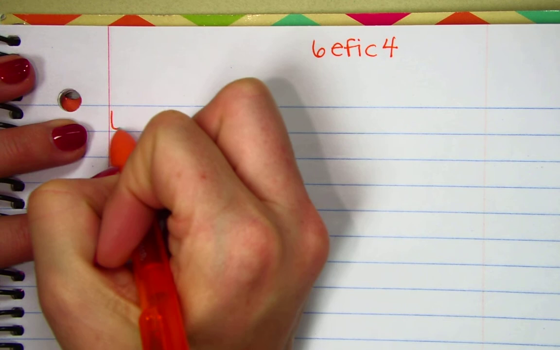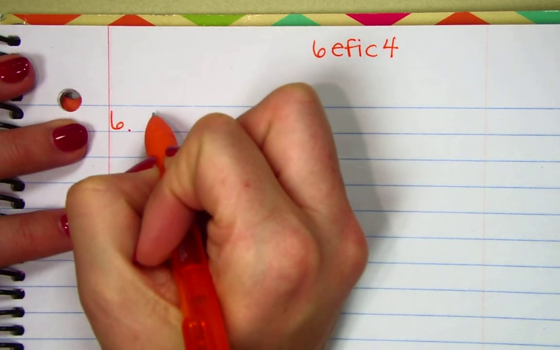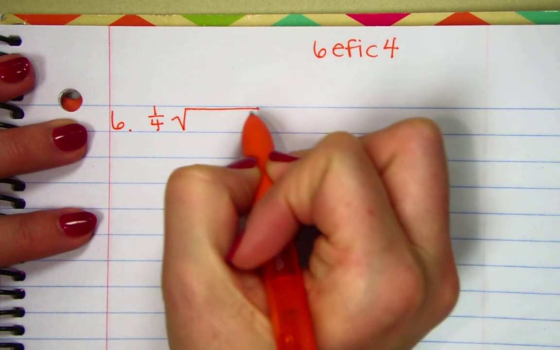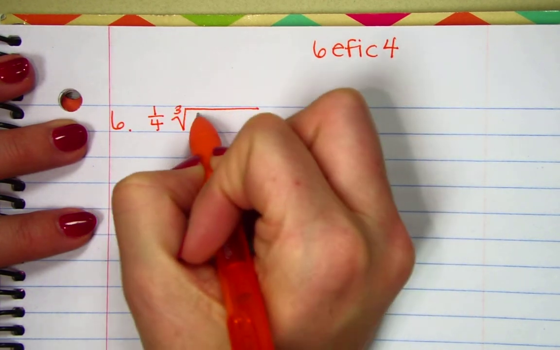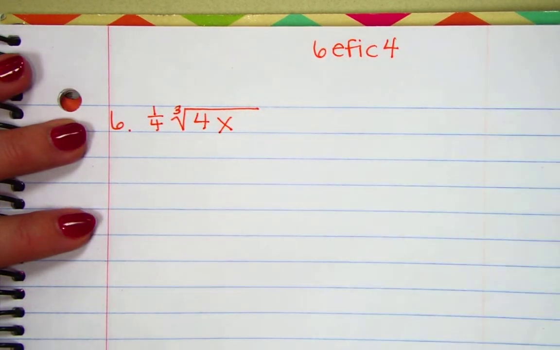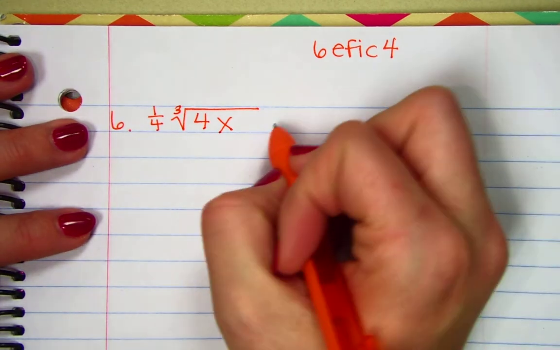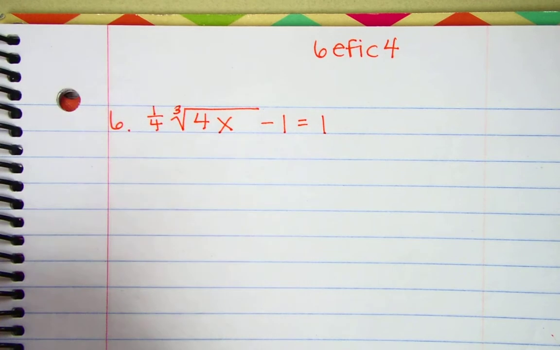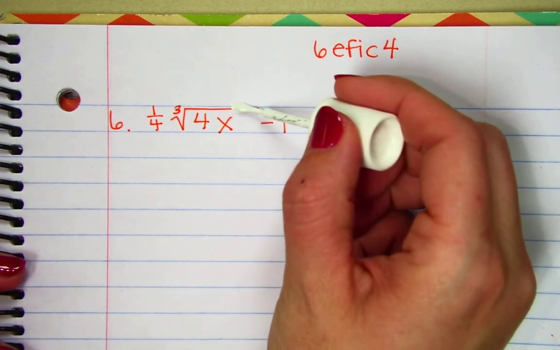Okay, last problem is going to be 1/4 times cube root of 4x. Sorry, I got a little bit excited there. Minus 1 equals 1. Okay, only 4x is underneath the cube root here. So I'm going to just wipe this out a little bit. There you go.